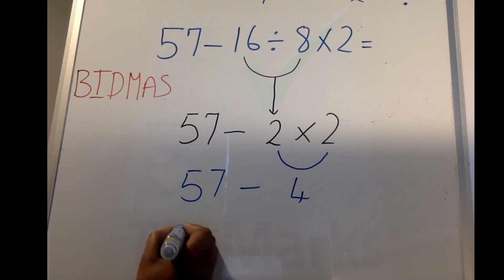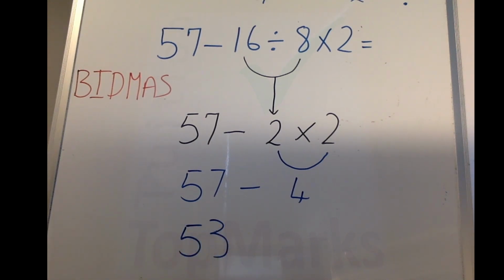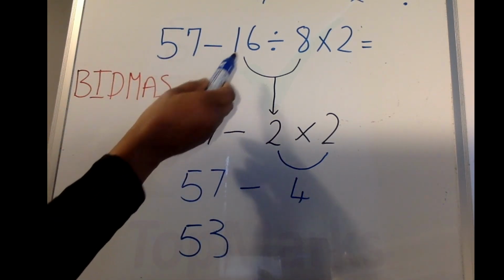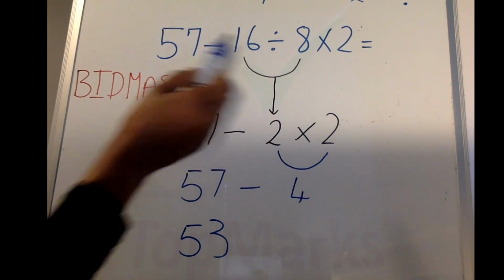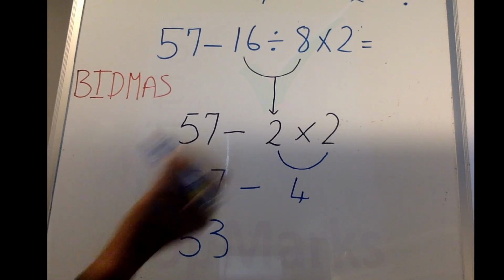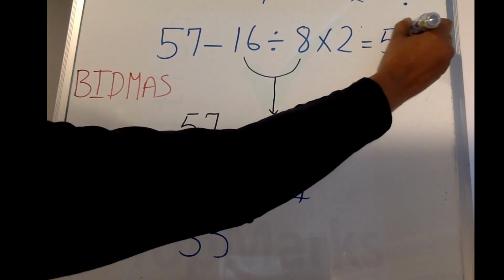The answer is 53. So my final answer to the calculation, 57 minus 16 divided by 8 times 2, using BIDMAS to help me order the order of operations and my steps, gives me an answer of 53.